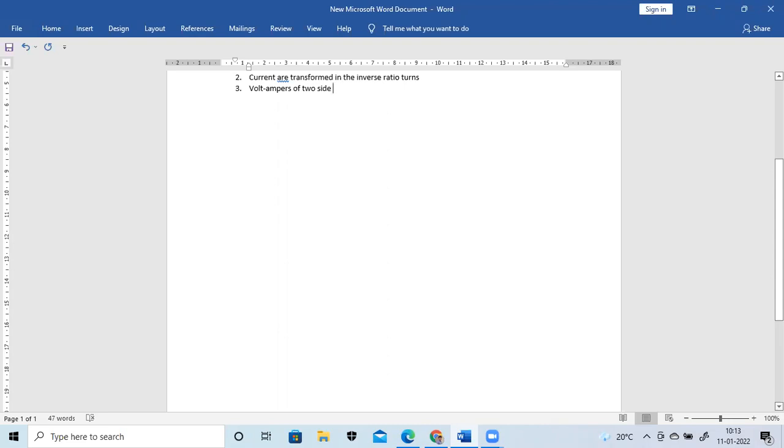What represents the voltage on the primary side? V1. And the current value is represented by I1. So what is the volt ampere rating of the primary side?